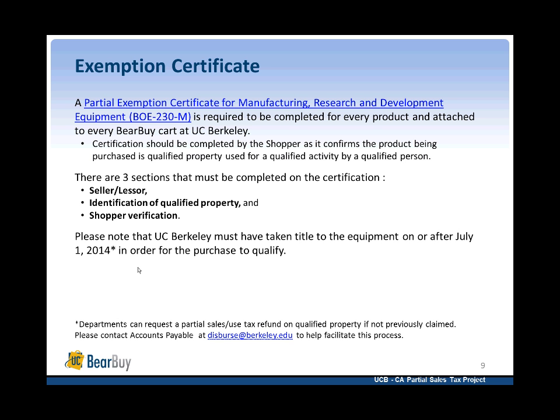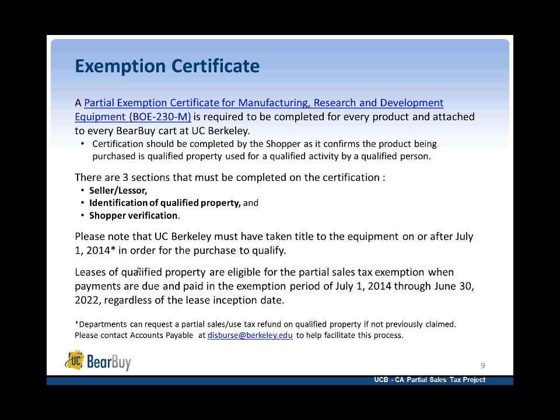Please note that UC Berkeley must have taken title to the equipment on or after July 1st, 2014 in order for the purchase to qualify. So this means that there is a period where that checkbox is not available in BearBuy. There are some transactions that do qualify and should have been claimed that now would need to follow a retroactive refund process. Departments can request a partial sales or use tax refund on qualified property if it was not previously claimed. To do so, you would just contact accounts payable to understand what the next steps are in that process.